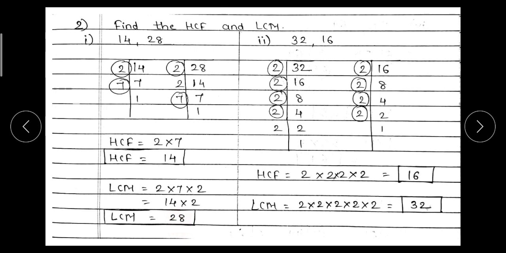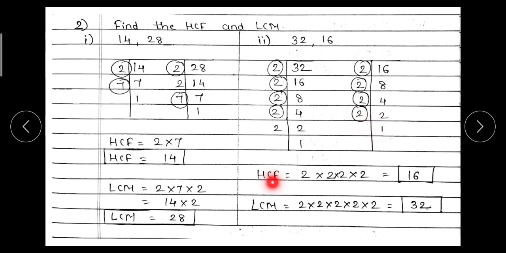Okay. Question number 2, 32 and 16. Factors of 32 are 2 16s are 32, 2 8s are 16, 2 4s are 8, 2 2s are 4, 2 1s are 2. Factors of 16 are 2 8s are 16, 2 4s are 8, 2 2s are 4, 2 1s are 2.